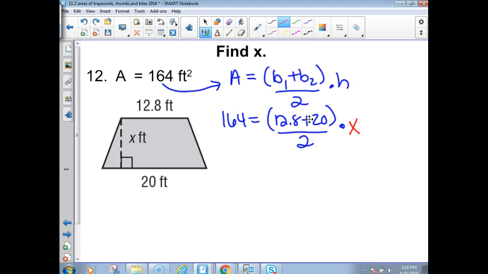All right, now start solving. Let's do this. You see how we've got some math we could simplify over here? Instead of multiplying by 2, we could just add and divide by 2 first. So that's what I'm going to do. 164 equals 20 plus 12.8, which would be 32.8. We need to divide that by 2, and then it's times X.